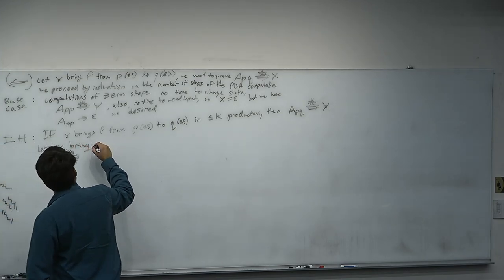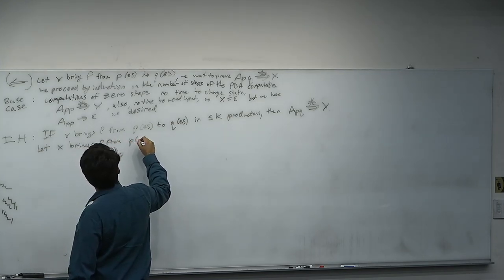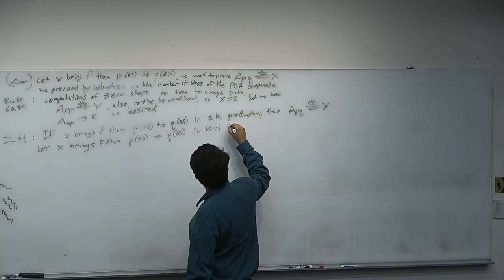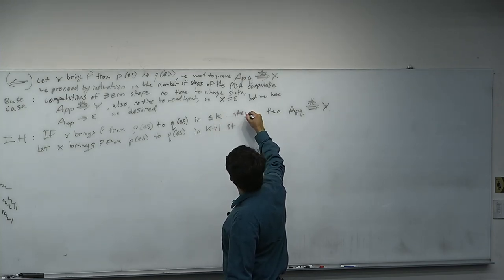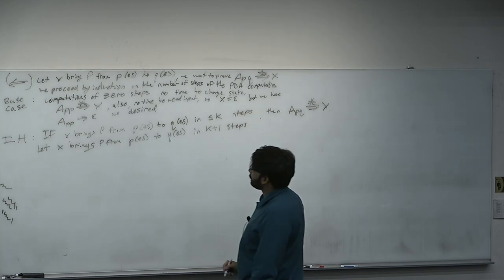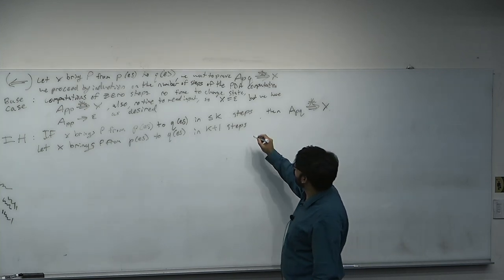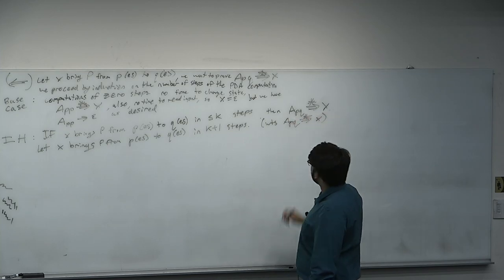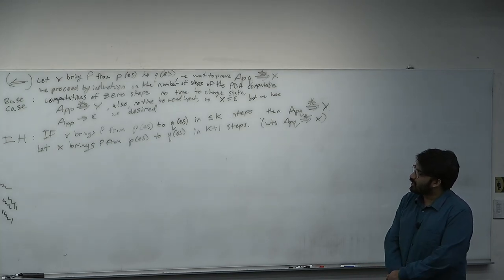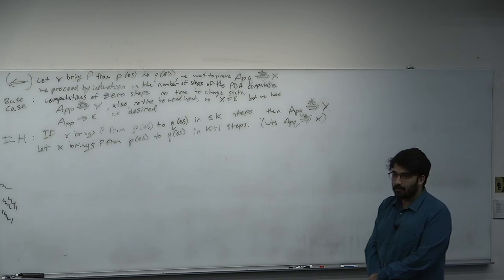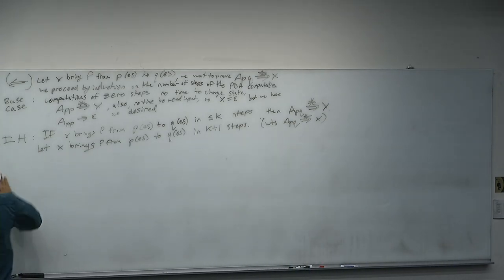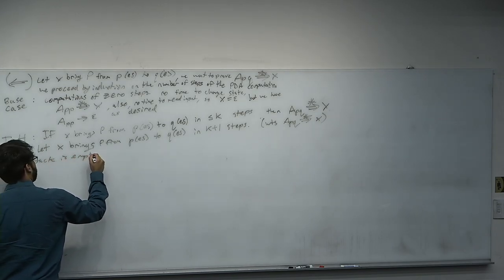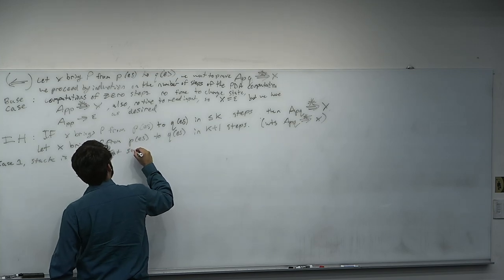Let X be some string that brings PDA P from P empty stack to Q empty stack in K plus 1 steps. Oh, productions here, steps, sorry. In K plus 1 steps. We want to show that APQ must still produce the string X. Okay. So if X brings the PDA from state P to state Q, empty stack to empty stack, there are 2 cases. Case 1, the stack is emptied at some point, at some state, let's say state R.